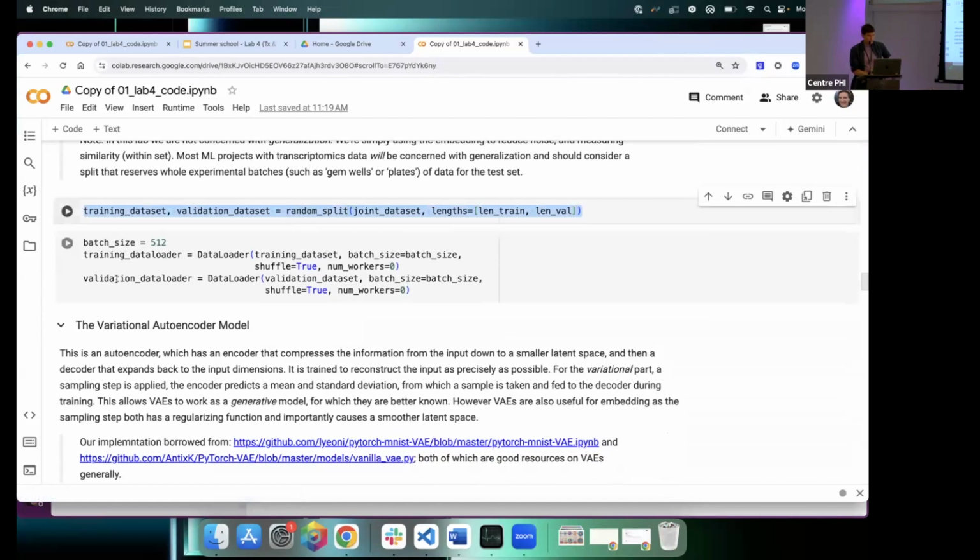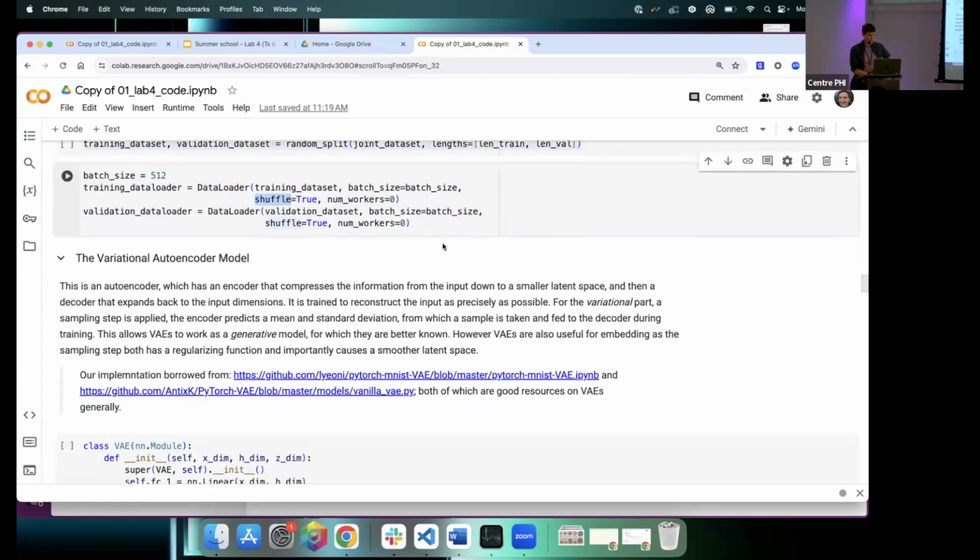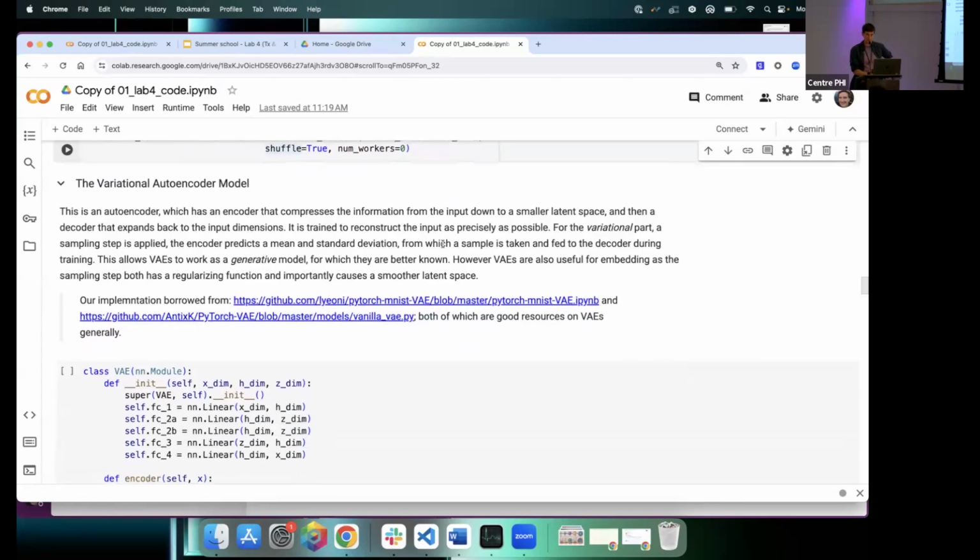So we do the split, we set up the actual data loaders, of course, with training and validation set to shuffle, and get a batch size. I think everyone's pretty familiar with this stuff.